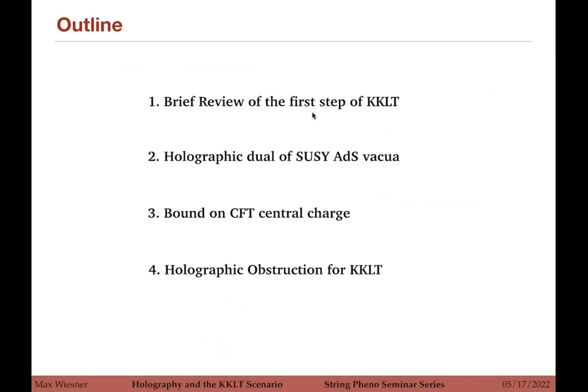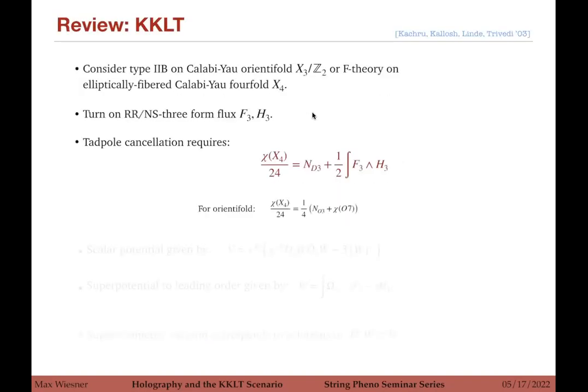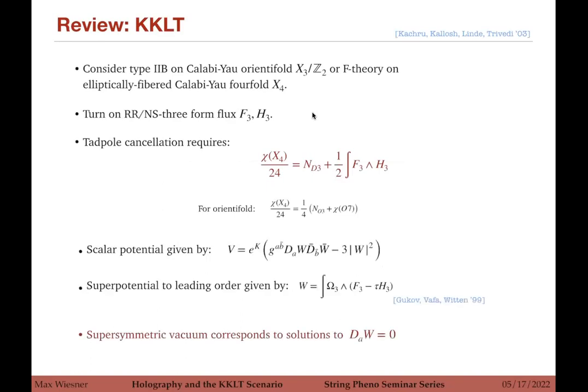I will briefly review the first step of the KKLT scenario, because this is the only thing I will talk about here. And then I will talk about the conventional holographic dual of this SUSY AdS vacuum. Then we'll talk about how one can give a bound on the CFT central charge, which should map via holography to the value of the AdS cosmological constant. And then put everything together and argue for a holographic obstruction from this perspective for the first step of the KKLT scenario. Okay, let me just start with a very brief review of KKLT. So we consider type IIB on a Calabi-Yau orientifold, or F-theory on an elliptically fibered Calabi-Yau fourfold.